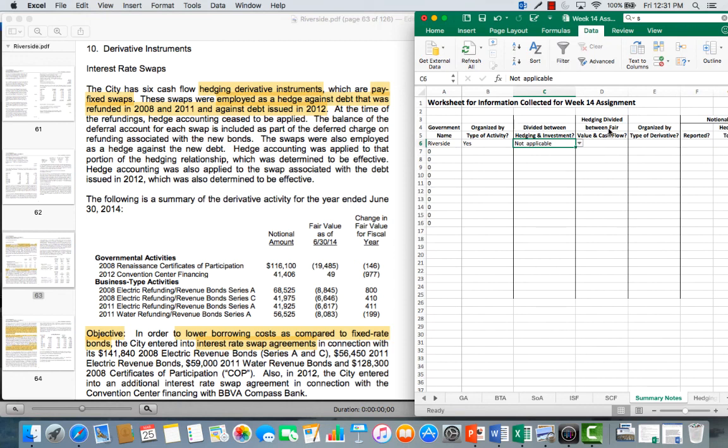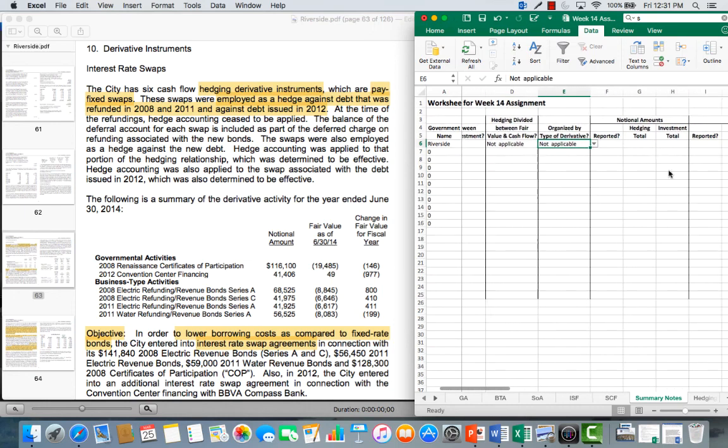By the same case, the next question is, have they divided their hedging derivatives between fair value hedges and cash flow hedges? We know that all six of these are cash flow hedges, so that type of division is actually not applicable to this government. And then organized by type of derivative, again, we know that in this case, all of them are pay-fixed interest rate swaps, and so they don't have multiple types of derivative, and again, in this case, it's not applicable.